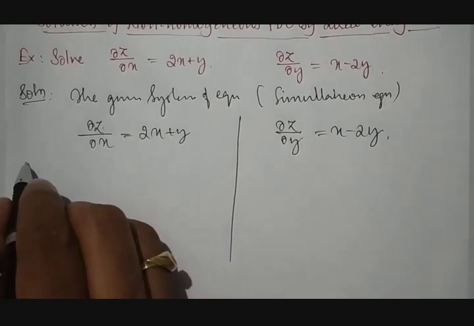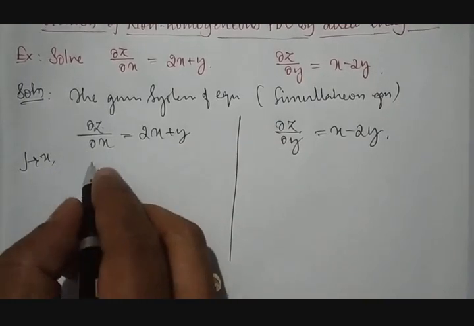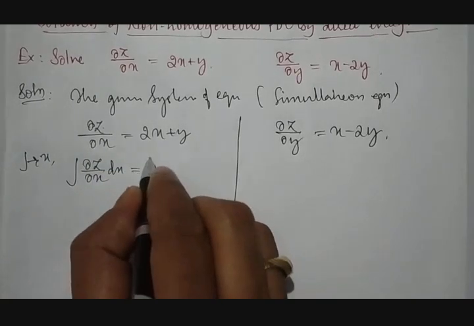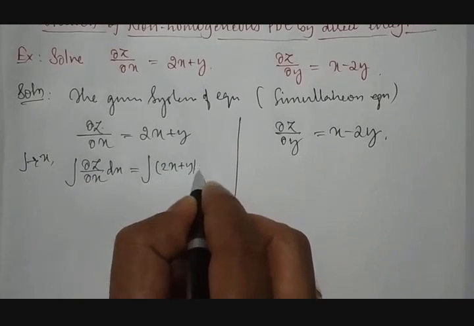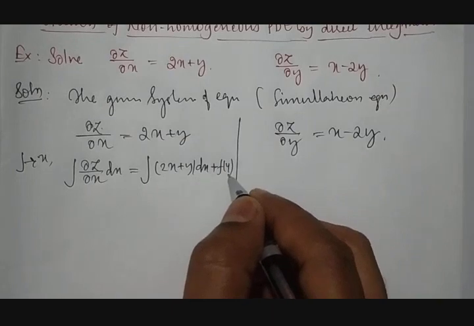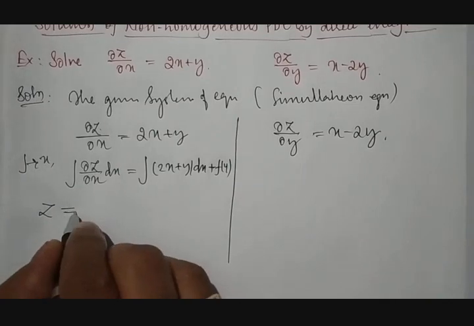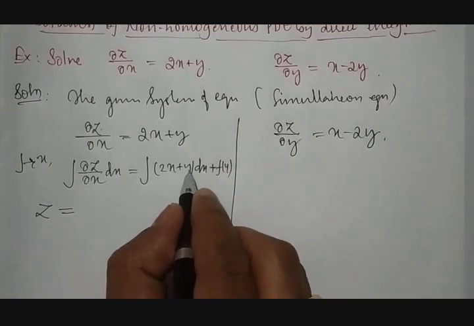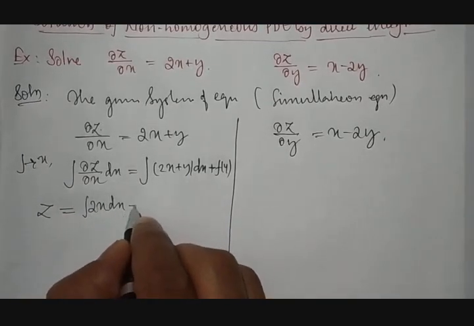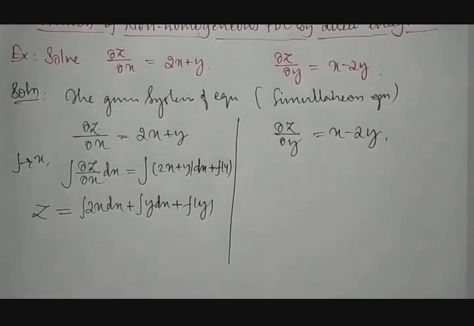So to get a solution, what can we do? We can integrate this with respect to x by treating y as constant. Then it becomes the integration of ∂z/∂x with respect to x is equal to the integration of 2x plus y with respect to x plus f of y, constant. Fine. Then the integration of ∂z/∂x is nothing but z, which is equal to the integration of 2x plus y. If we take separately, then it becomes the integration of 2x with respect to x plus the integration of y with respect to x plus f of y, only to avoid confusion.